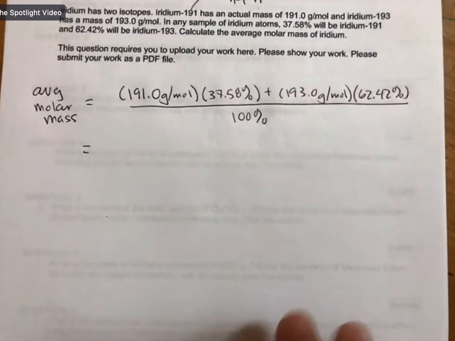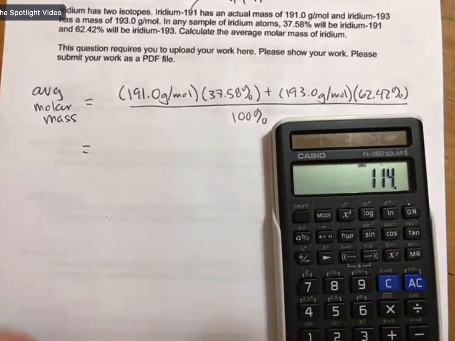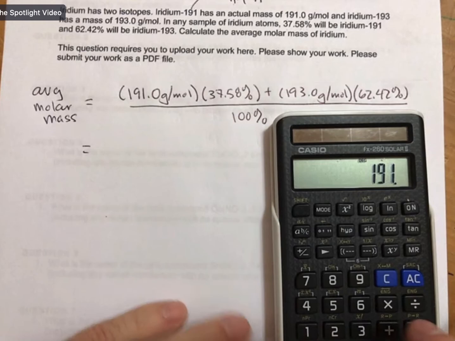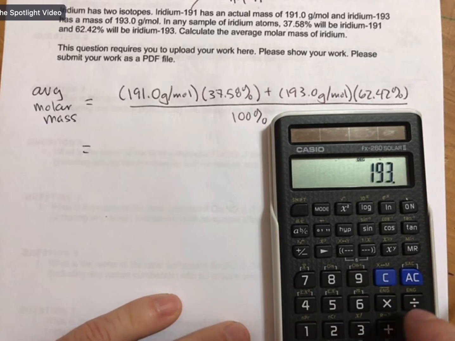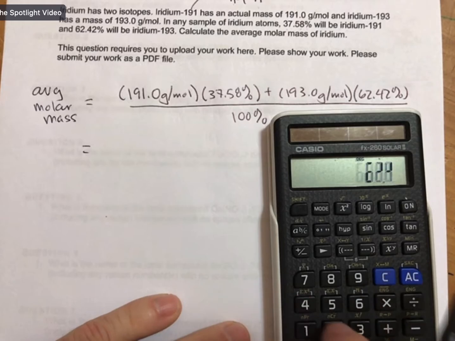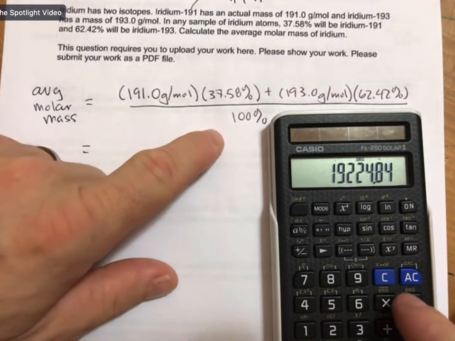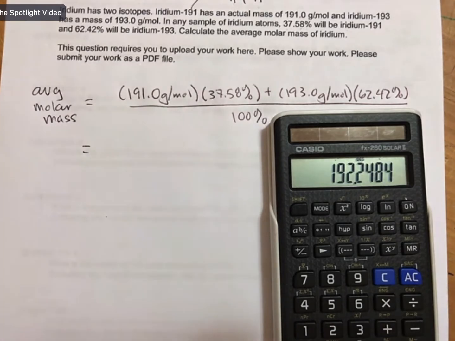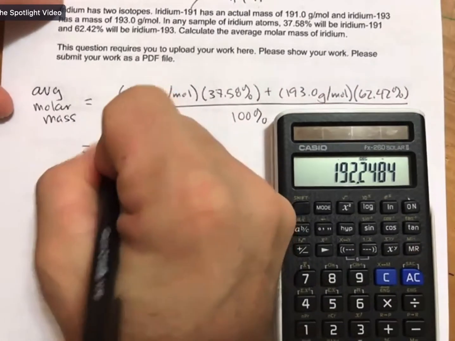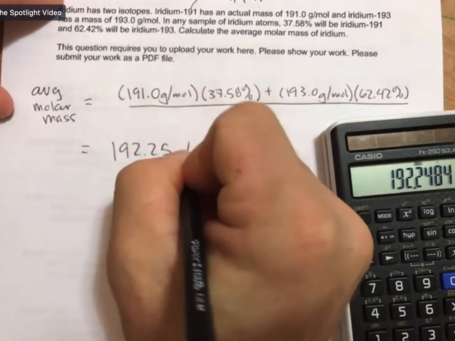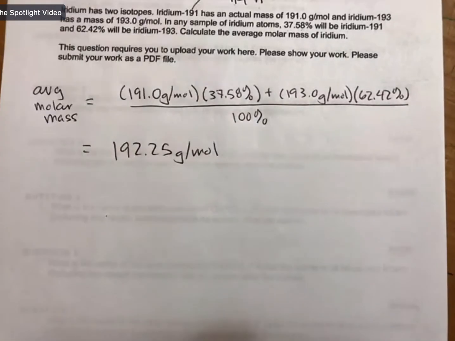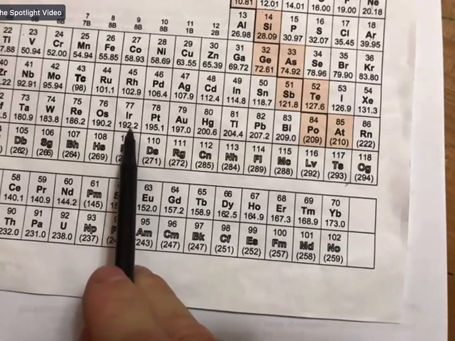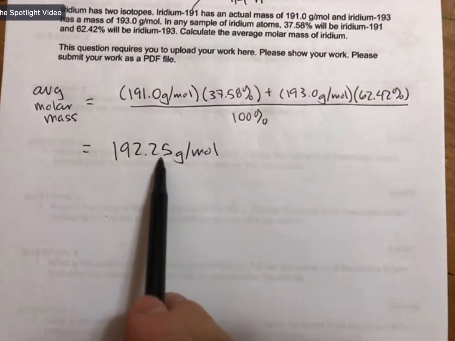Actually doing this math, we have 191 times 37.58 plus 193 times 62.42, and then divide that by 100%. I get 192.25 grams per mole. And if I go to iridium, I get 192.2, and the number that I calculate here and the number that I have on the periodic table should match.